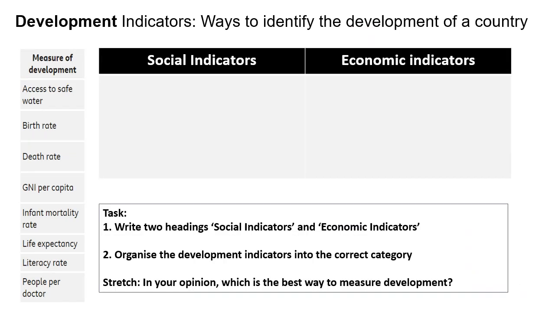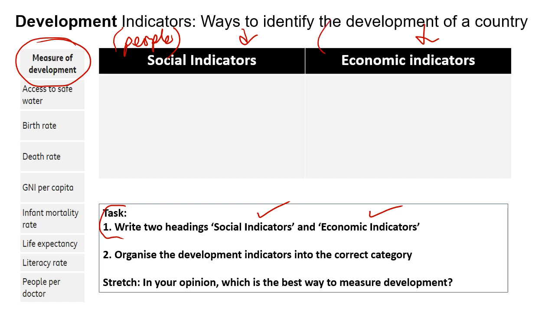Okay, next task. What I would like you to do is organize the measures of development on the left into 2 columns in a table. So please write 2 headings, social indicators and economic indicators. Social refers to people, as we already know, and economic refers to money and wealth. Okay, apologies for my writing there.